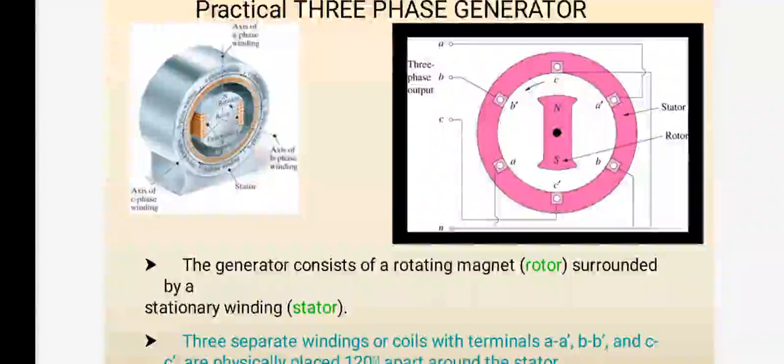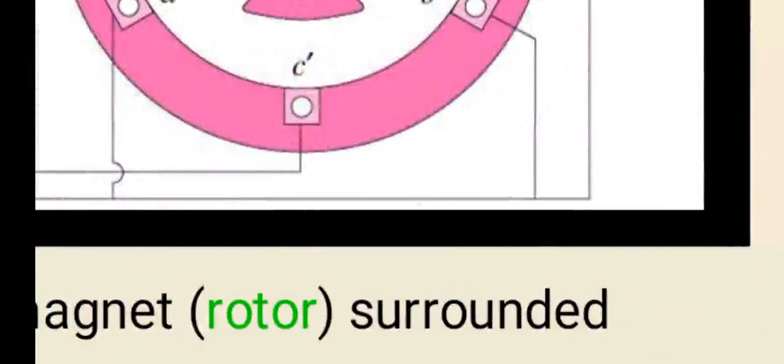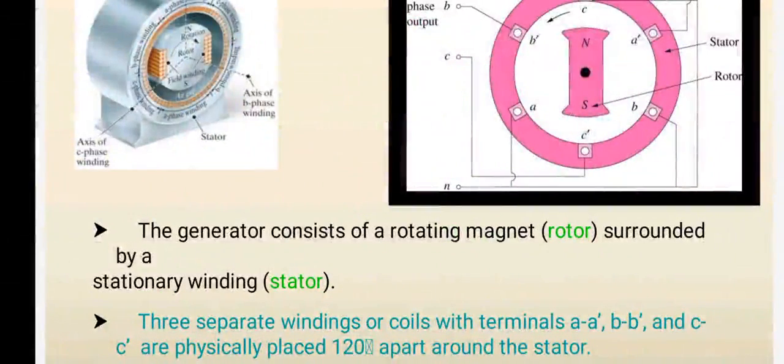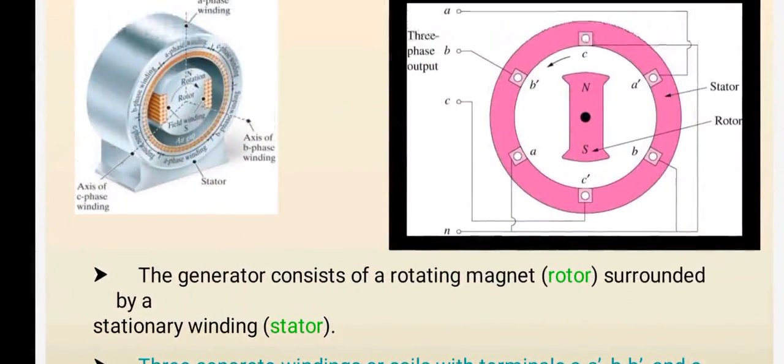The right-hand side is the actual representation of a generator. On the left-hand side is the corresponding equivalent circuit or equivalent diagram of the generator. You can see here it consists of a rotor, which is the rotating part, and the stator, which is the static part.